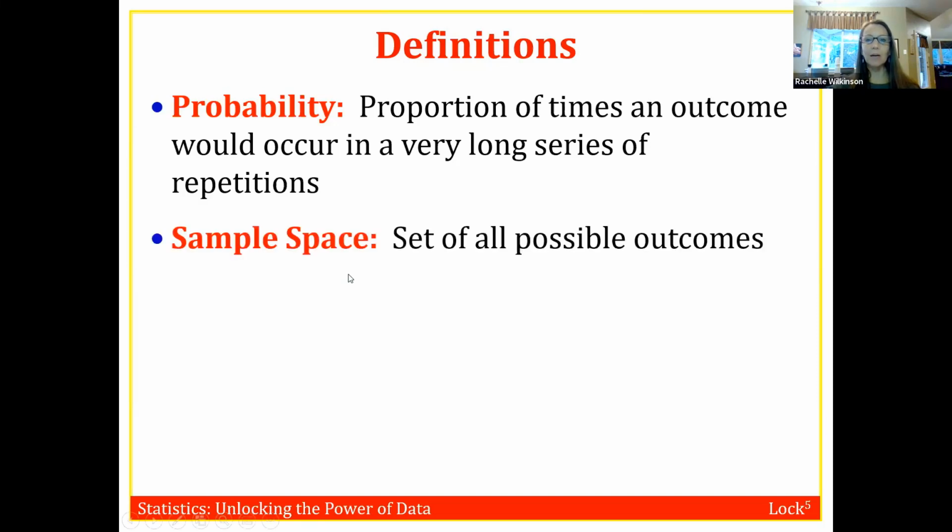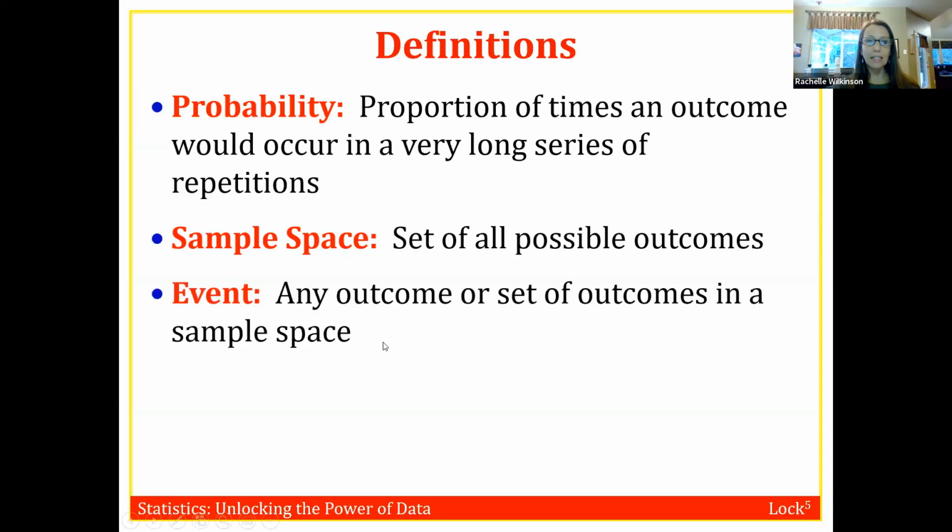The sample space is the set of all possible outcomes. So for example, if we're talking about flipping a coin, then the sample space would be heads and tails, because those are the possible outcomes you can get when flipping a coin. If we're talking about rolling one die, then the sample space would be 1, 2, 3, 4, 5, 6, because those are the possible number of dots that can come up when you roll one die.